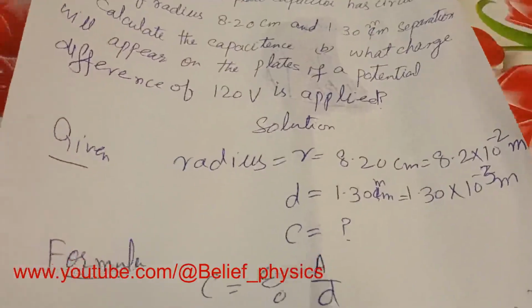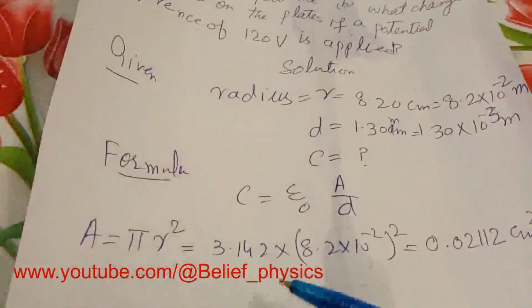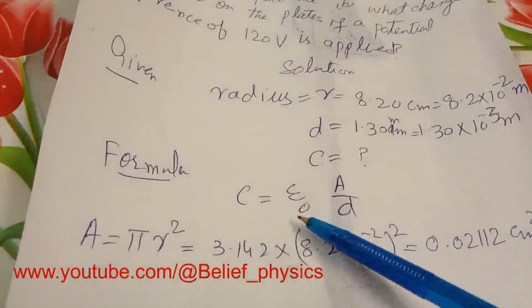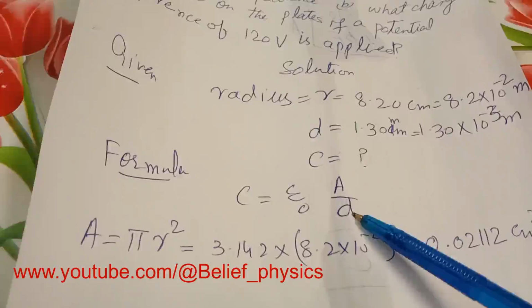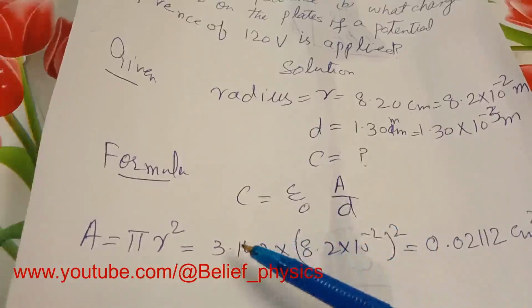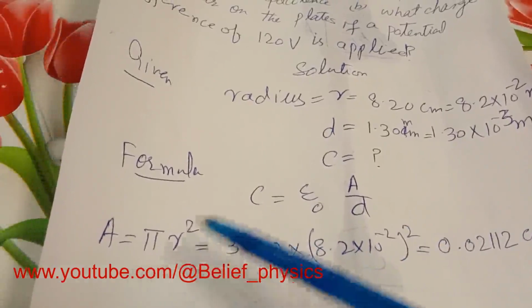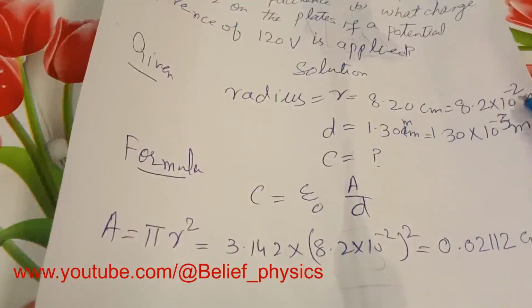The capacitance of a parallel plate capacitor, we know the formula, is capacitance is equal to epsilon naught A over d, where epsilon naught is the permittivity of free space, A is the area of each plate, and d is the separation between them. Since the plates are circular in shape, therefore area will be equal to pi r squared. r is given as 8.2 centimeter or 8.2 into 10 raised to minus 2 meters.